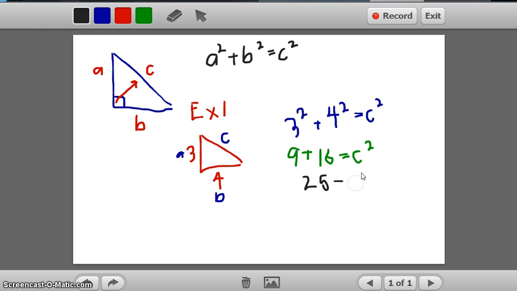But we cannot stop here because we are looking for variable C, not C squared. And also back in last unit, we talked about how to take the square root of a number. So to get rid of this squared symbol, we simply take the square root of both sides. The square root of 25 is 5, and the square root of C squared is C. So this is just one example.